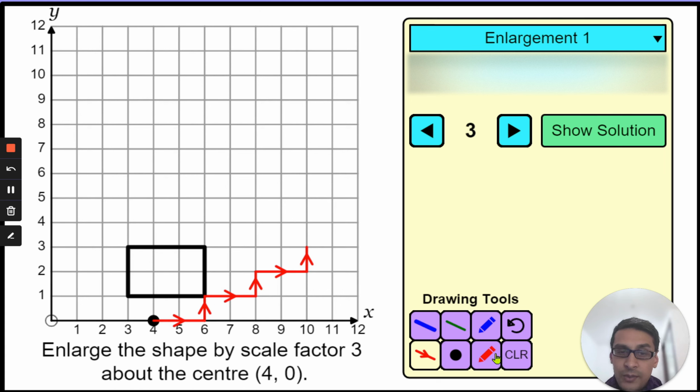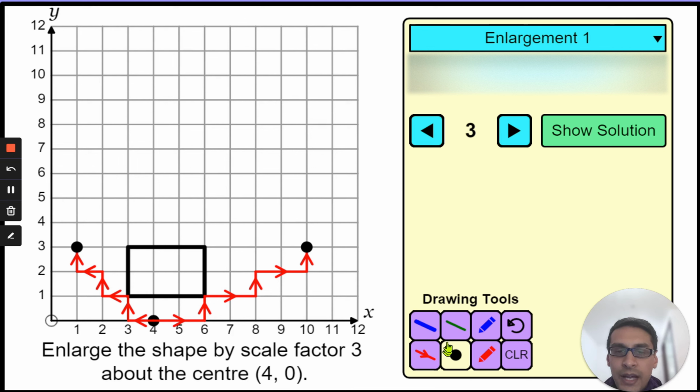So I've done it 3 times. So there's my first vertex. I'm now going to do the same with this bottom vertex here. Now, because I know my shape is 3 times bigger, if I've done it correctly, I should get 9 units down here. So I should end up here. So let's try that. So 1 left, 1 up, 1 left, 1 up, 1 left, 1 up. So you can see I did end up where I expected I would.